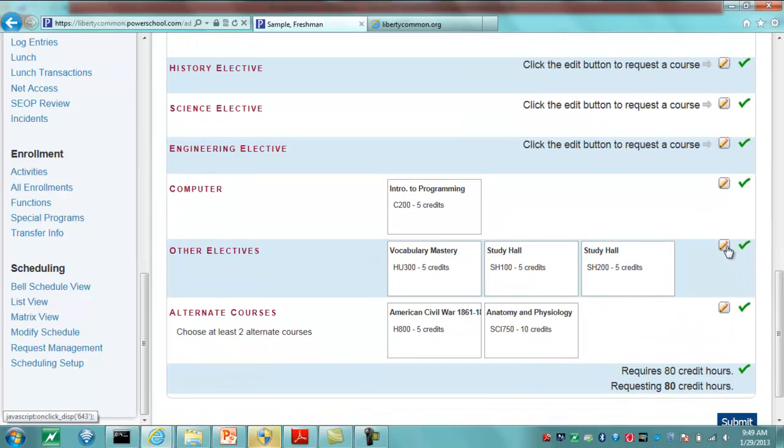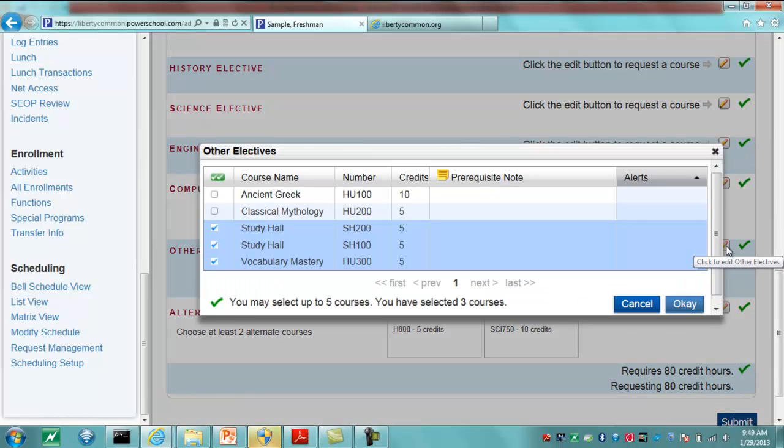Under other electives, this is where study hall is listed. If you plan to take a study hall during each semester of your sophomore year, then you would choose both of these study halls. SH 100 is first semester, the 200 is second semester, and you would pick them both. The other classes that are offered are Ancient Greek, Classical Mythology, and Vocabulary Mastery.